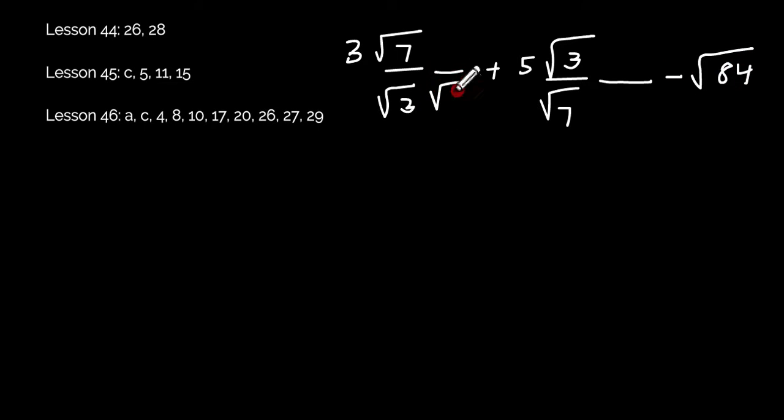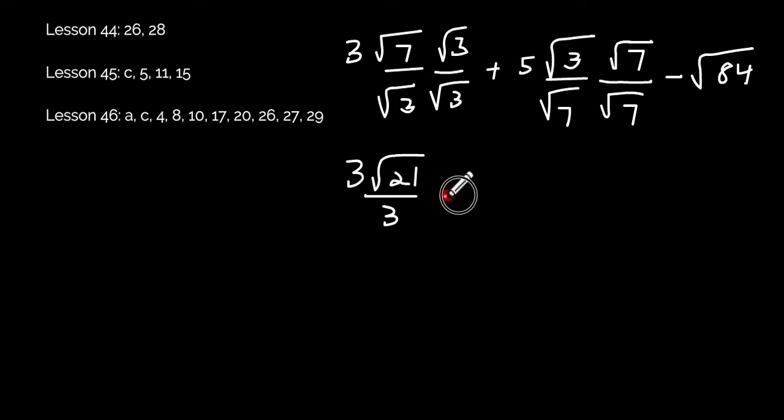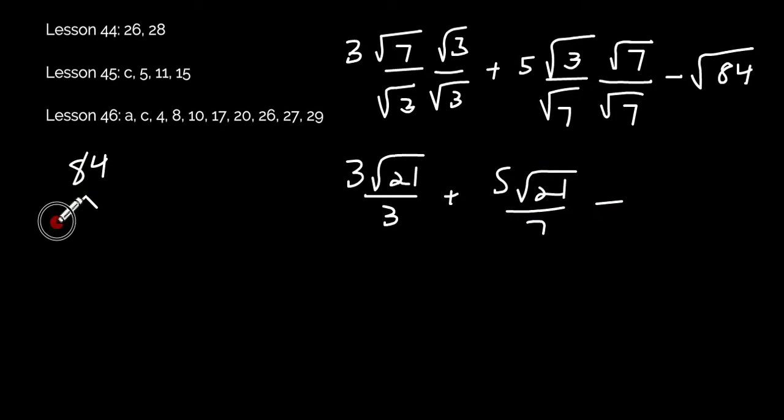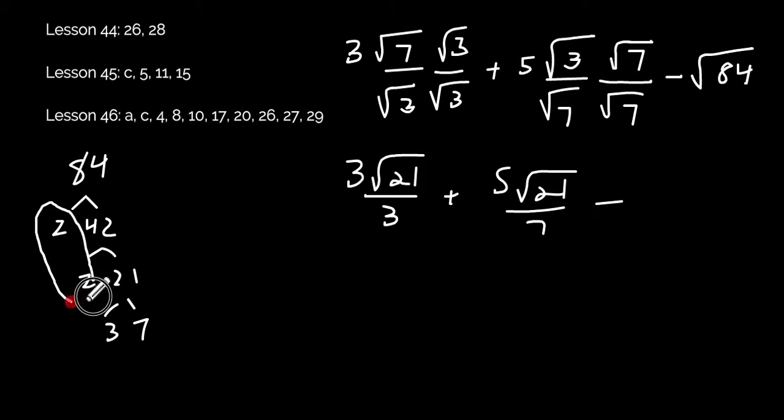So we need to rationalize the denominators by multiplying the numerator and the denominator by whatever's in the denominator, and that will get rid of your square root. So we're going to get 3 square root of 21 over 3 plus 5 square root of 21 over 7. We have to tree it out, so we're going to get 2, 42, 2, 21, 3, and 7. I'm doing it very quickly, I know. The 2's come out, and we're left with the square root of 21.